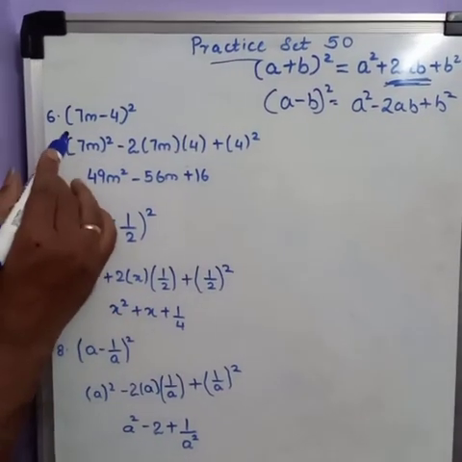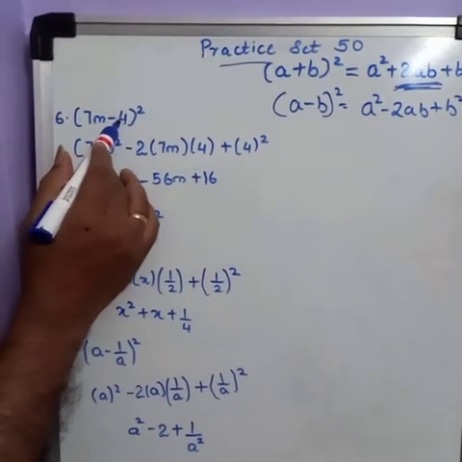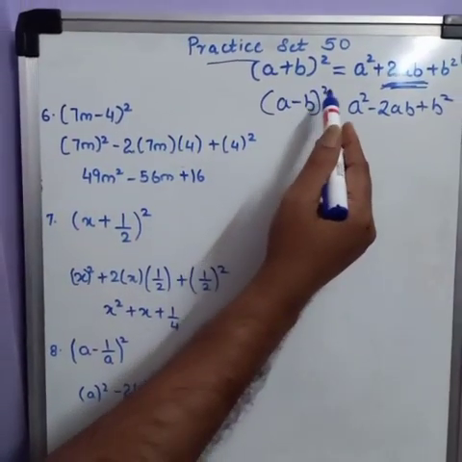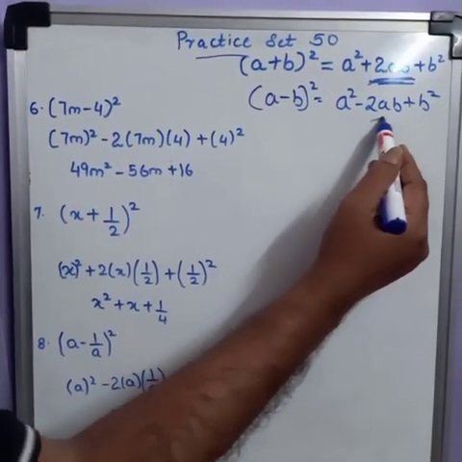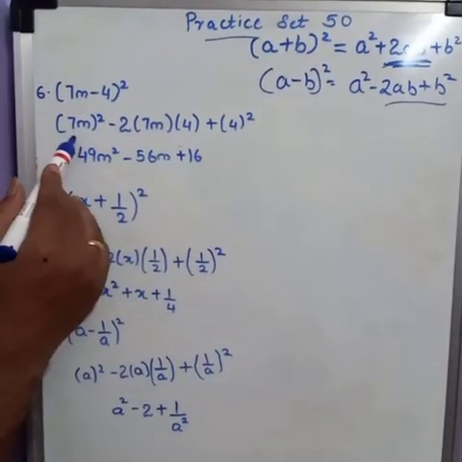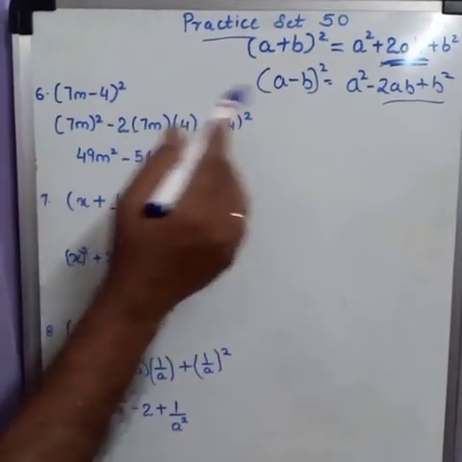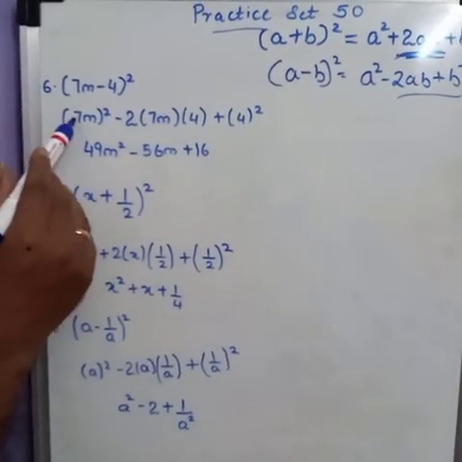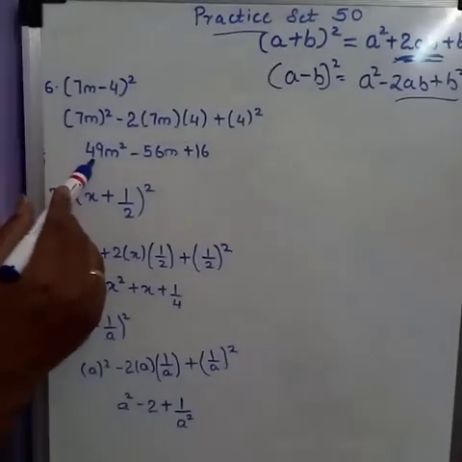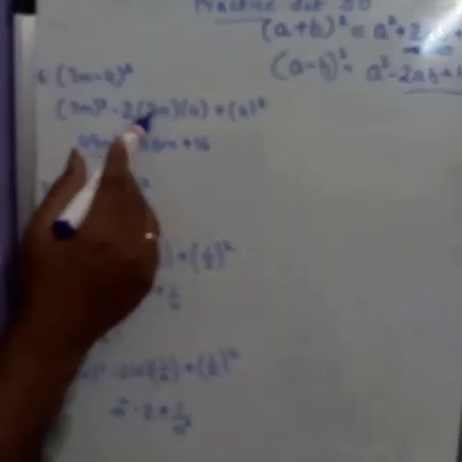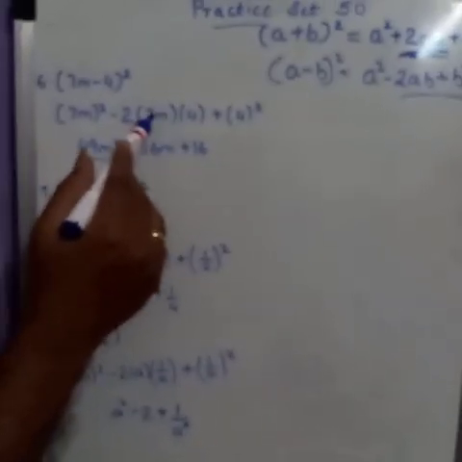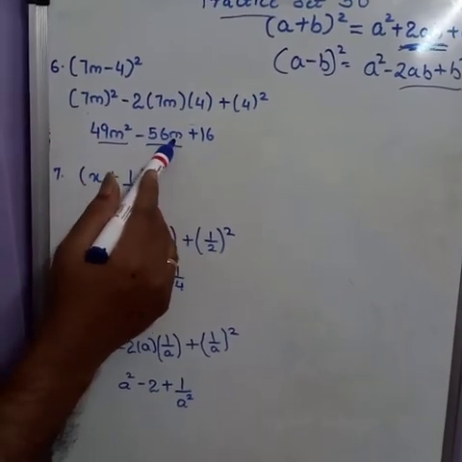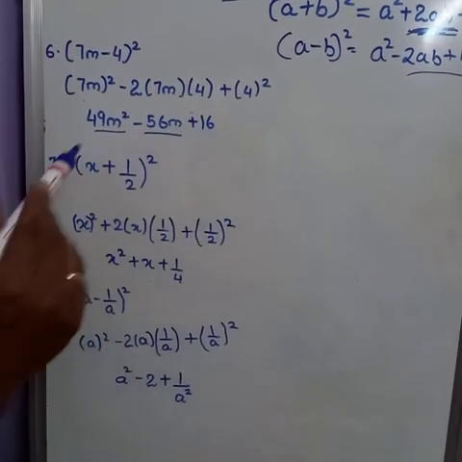Now we will solve the sixth sum, that is (7m minus 4) square. We will use this formula because it's a minus b. So (a minus b) the whole square, that is a square minus 2ab plus b square. So (7m) square minus 2 into 7m into 4 plus 4 square, that is 7m into 7m, that comes up to 49m square. 7m into 4, that is 28m into 2, that is minus 56m plus 16.